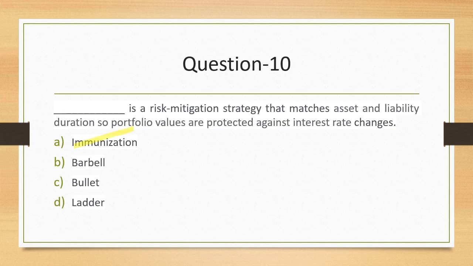So immunization basically protects an investor by balancing the change in the price of a bond and reinvestment income of a bond. So what will happen is that if the price falls more than the reinvestment gains, then you will have an overall loss. So immunization in a way takes care of that part.